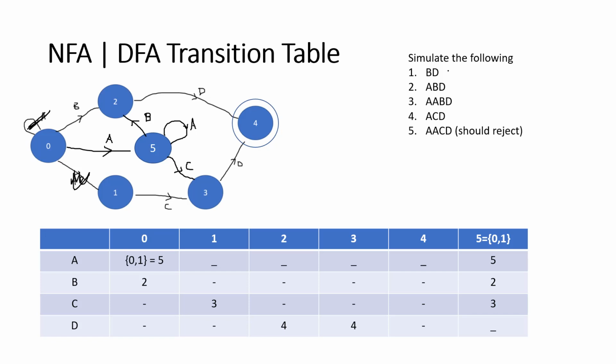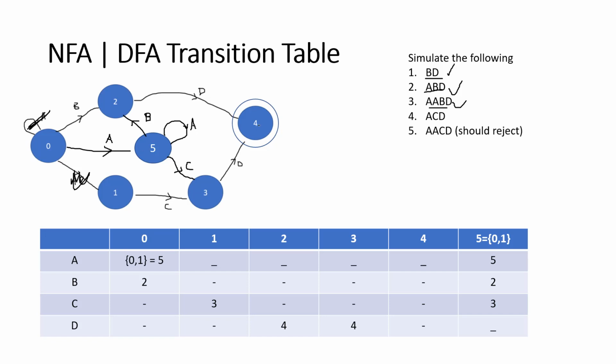But the problem is, I think you can see if this is a correct DFA or not. Will the BD be accepted by it? BD, so yes, it is accepted. Will the ABD be accepted by it? We can say ABD, it is accepted. Will AABD be accepted by it? AABD, it is accepted.